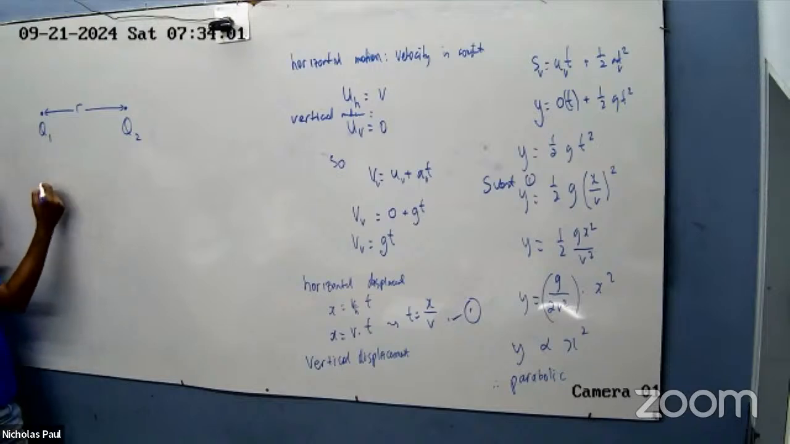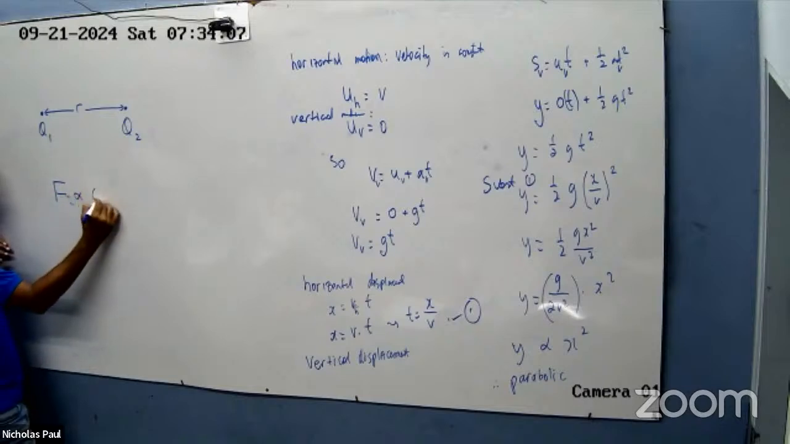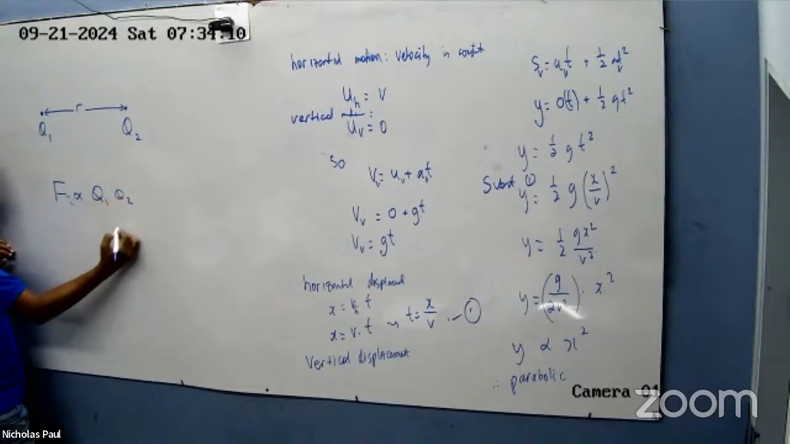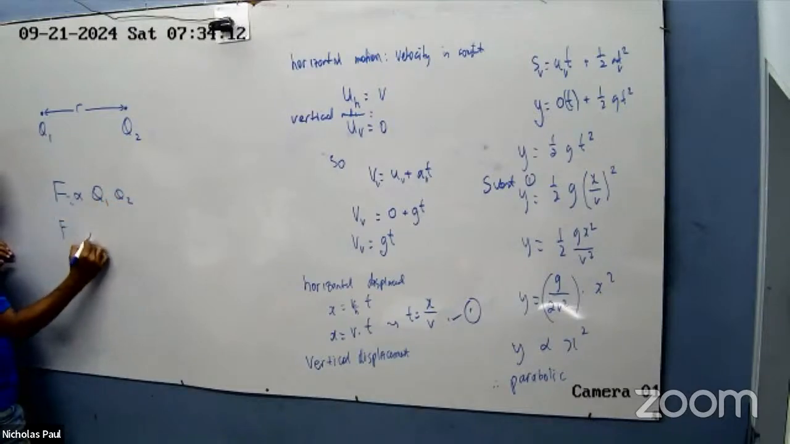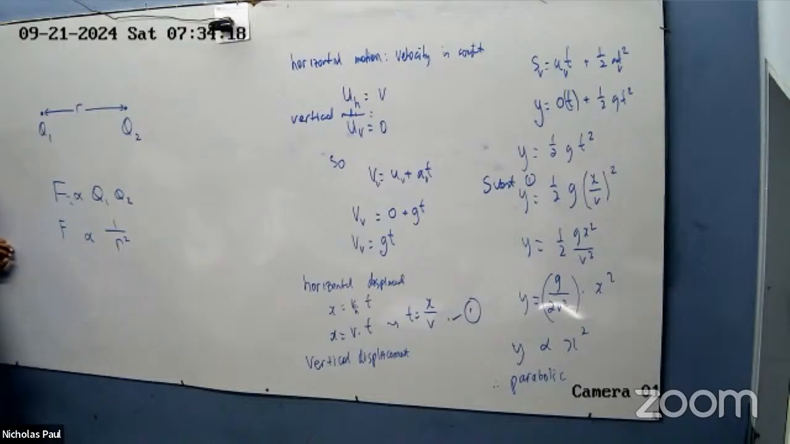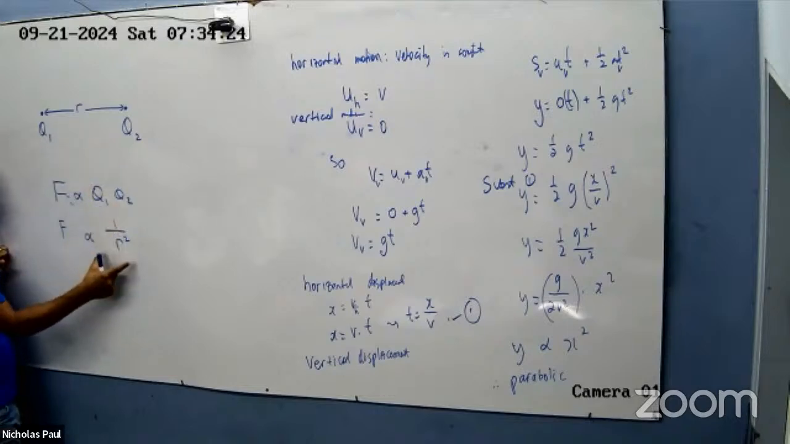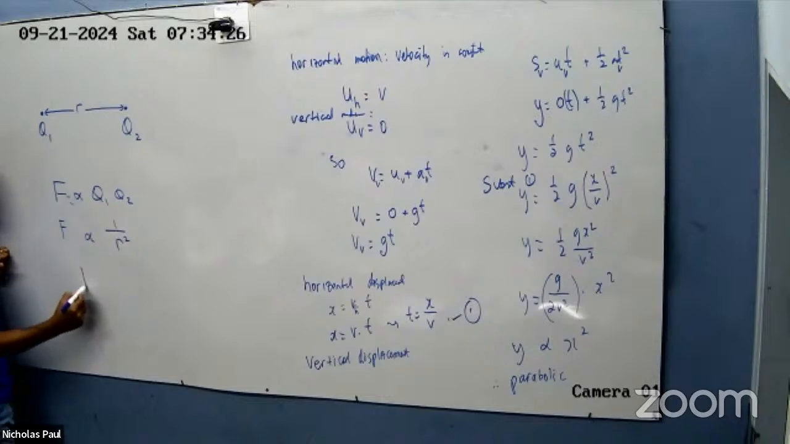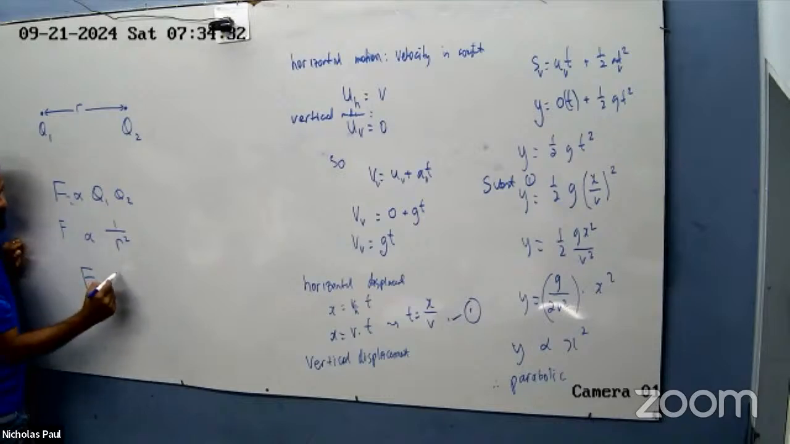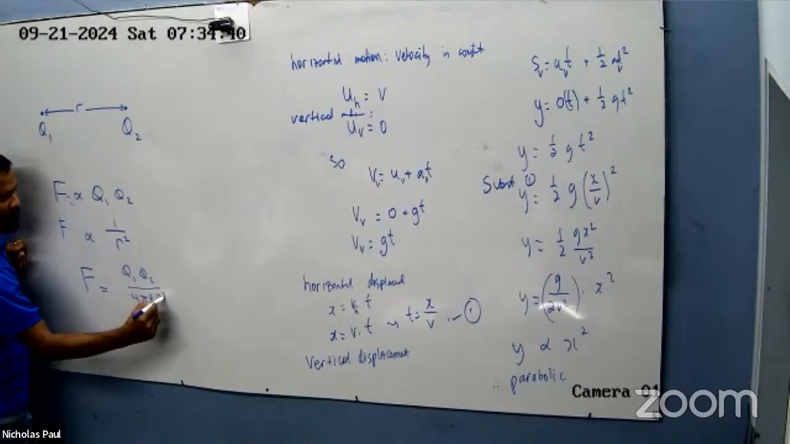It can be attractive or repulsive. And that force is proportional to the product of the charges and inversely proportional to the square of their separation, and is given by Q1 Q2 all over 4 pi epsilon r squared.